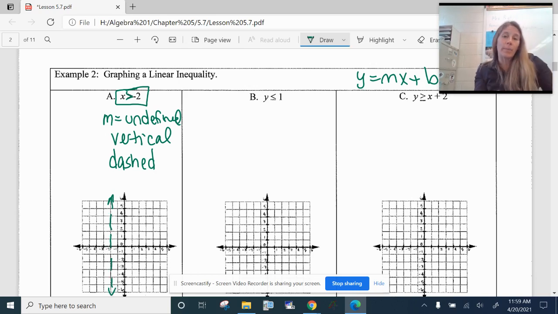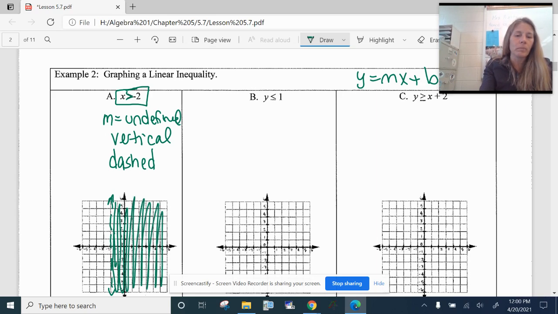Now we can't shade up and down. This is the one exception. We can't shade up or down here because it's a completely vertical line. We can only shade left and right. X is greater than -2. Well, where are the x values that are greater than -2? They are to the right. So we would shade over here to the right. So that's its own sort of unique setup there. The rest of them are going to follow a more similar pattern.